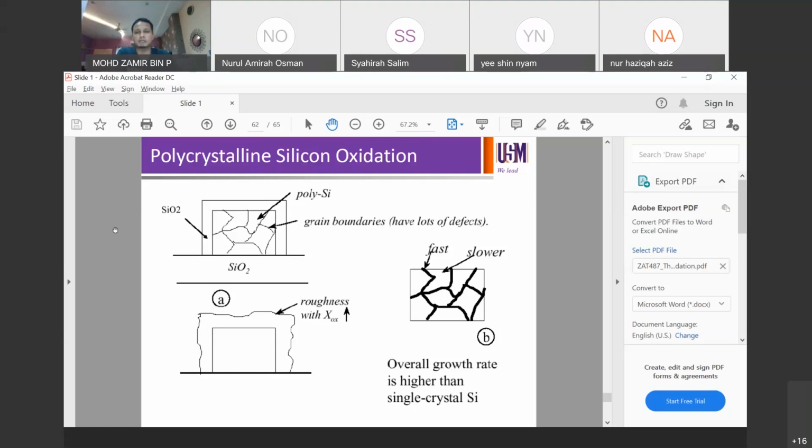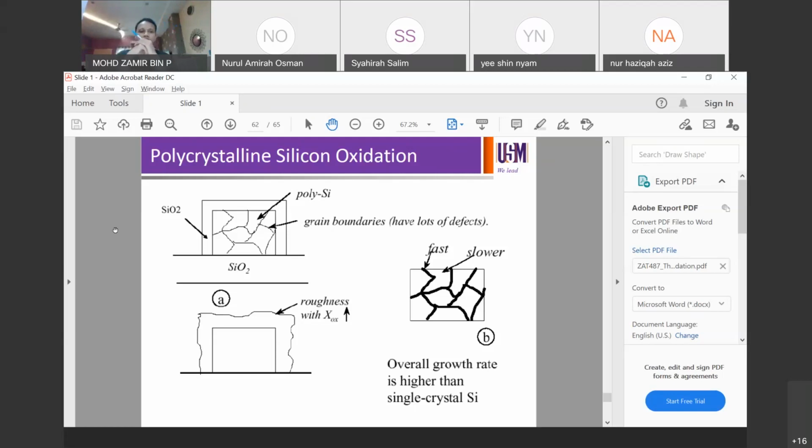So if you talk about solar cells, for example, which also use polycrystalline silicon in some cases, some technologies use monocrystalline to fabricate solar cells. Some other technologies use polycrystalline to fabricate solar cells. So in that particular case, you need to know this. The moment you do the oxidation, you will see different growth rates in the grain in comparison to the grain boundaries.